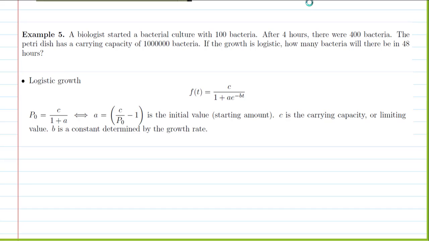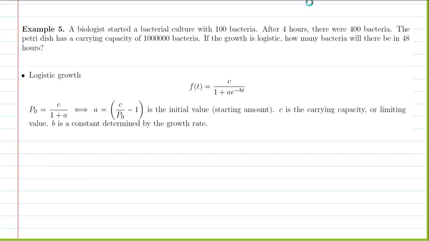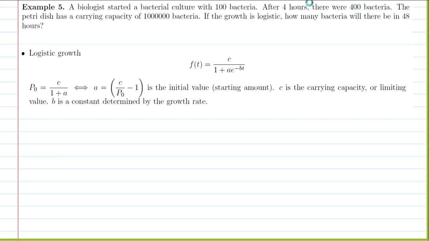That's our starting amount. So solving this for A, we get that A is equal to C divided by P naught, minus 1, where C is the carrying capacity or the limiting value, and B is a constant determined by the growth rate. So we have to do a little bit more work when we are resolving this. So we identify our C value first off. So C is our carrying capacity. So that is going to be 1 million in this case.